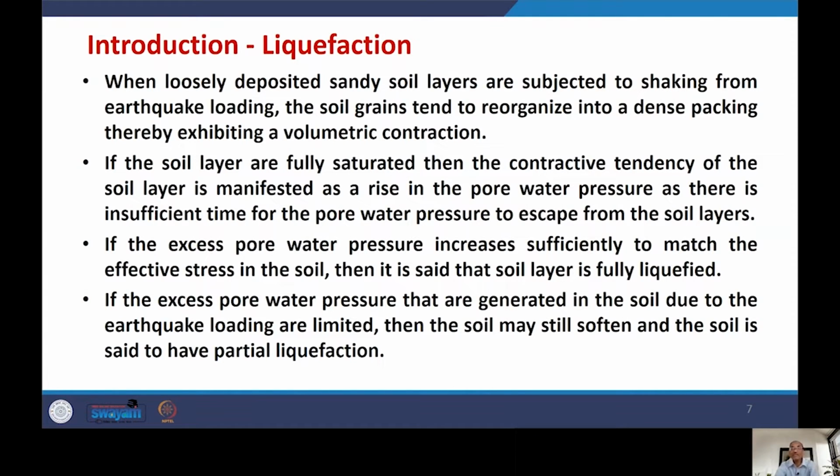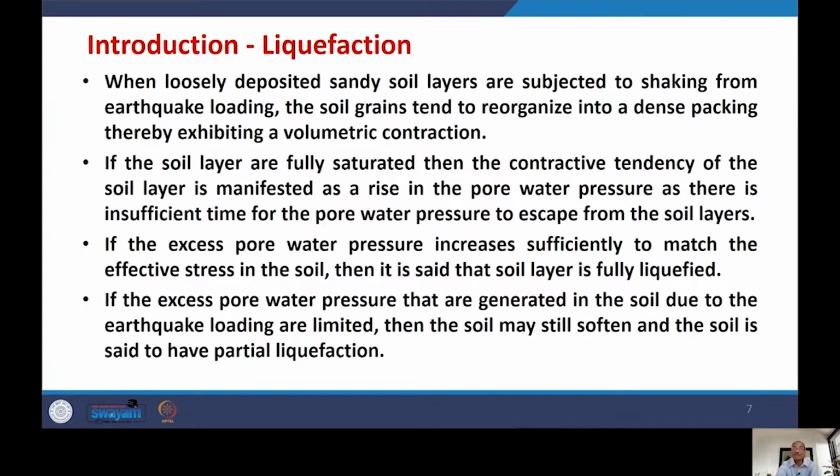But if you have water inside the soil, and when you provide some shaking to that, then there will be a rise in the pore water pressure. And with this rise in pore water pressure, the effective stress is nothing but total stress minus pore water pressure. When the pore water pressure rises, the effective stress of the soil decreases, number one.